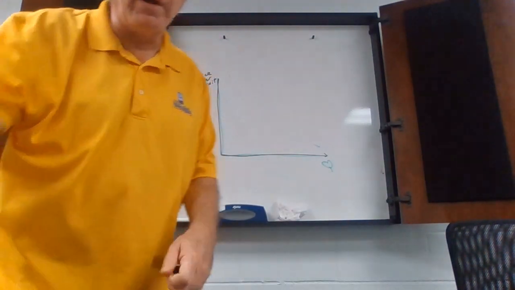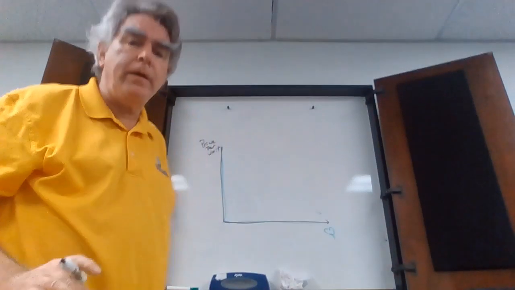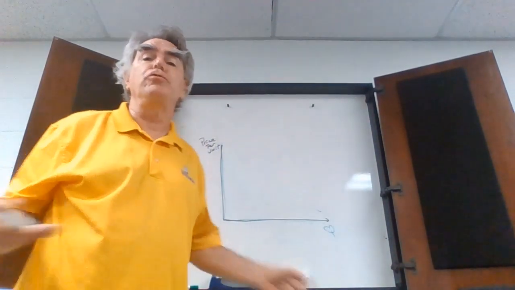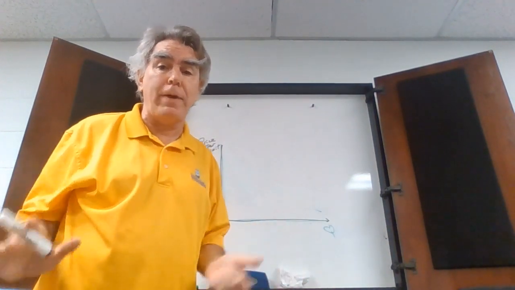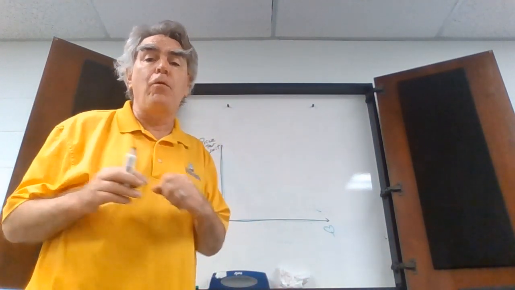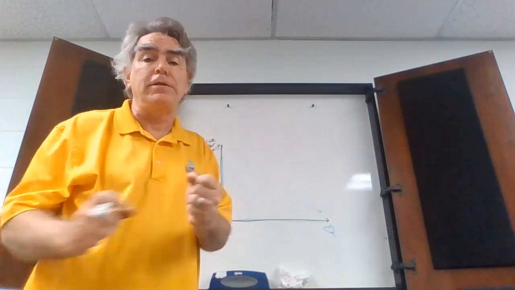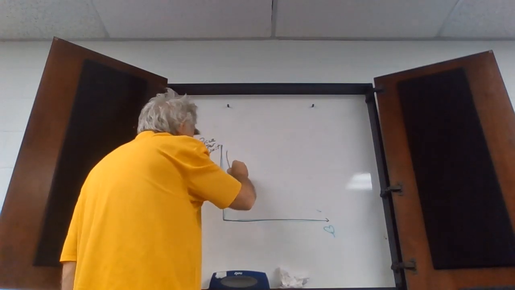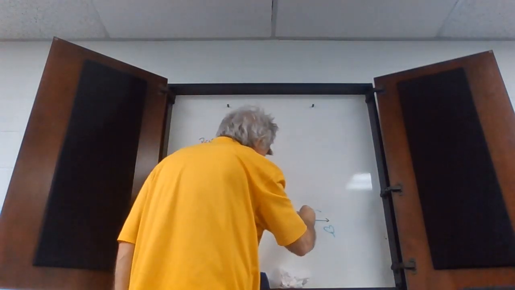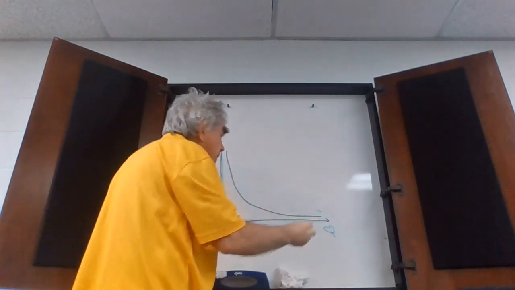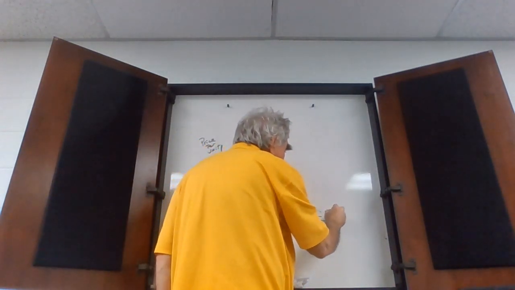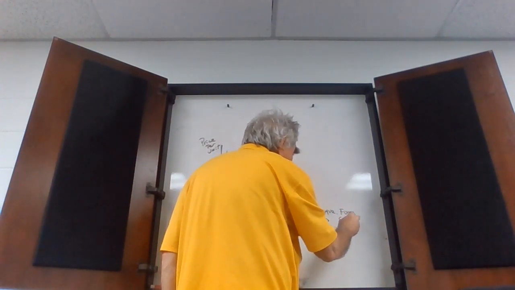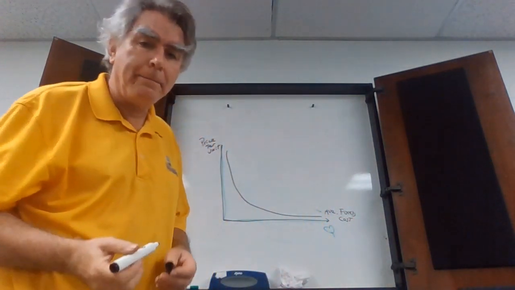Now, the first thing that I wanted to quickly point out is fixed costs. Fixed costs don't change regardless of how much you make, right? So the more you make, the more that fixed cost gets spread out. So our fixed cost will always look something like this. This is our average fixed costs.